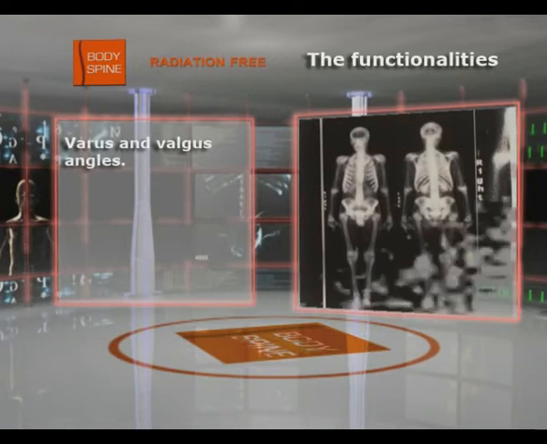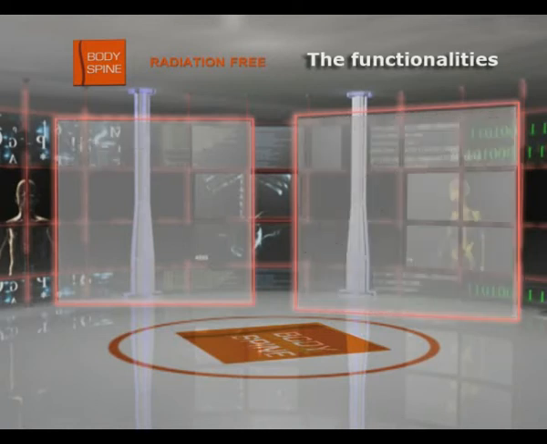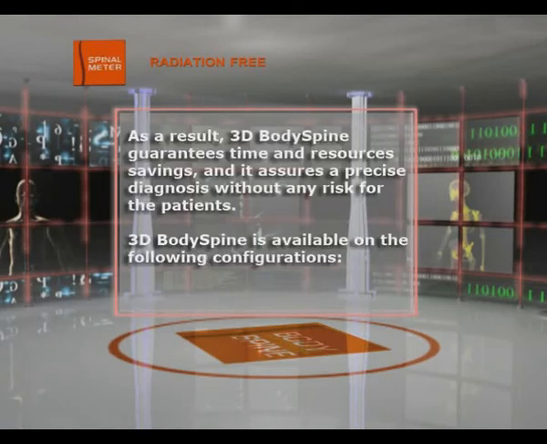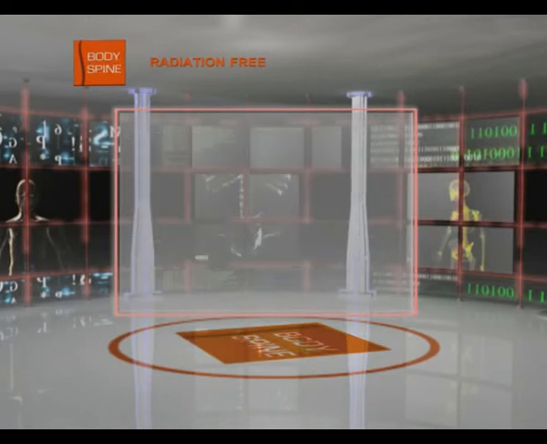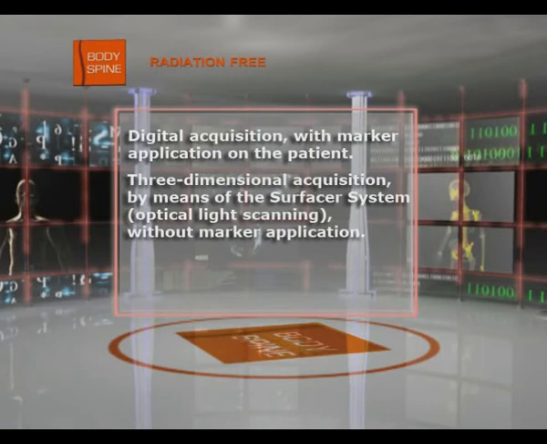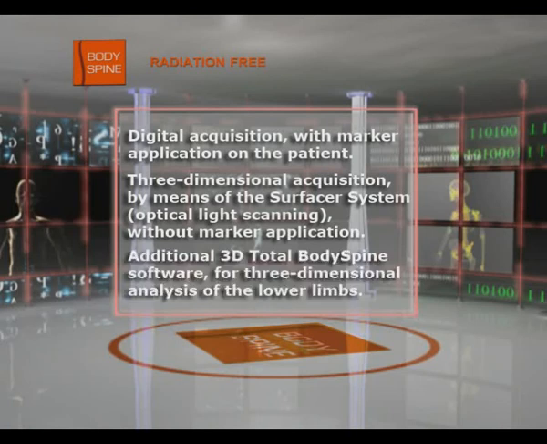As a result, 3D Bodyspine guarantees a saving of time and resources and assures a precise diagnosis without any risk for the patient. 3D Bodyspine is available with the following configurations: digital acquisition with marker application on the patient, three-dimensional acquisition by means of the Surfacer system, optical light scanning, without marker application, additional 3D total body spine software for three-dimension analysis of the lower limbs.